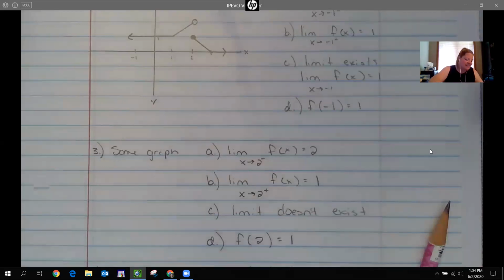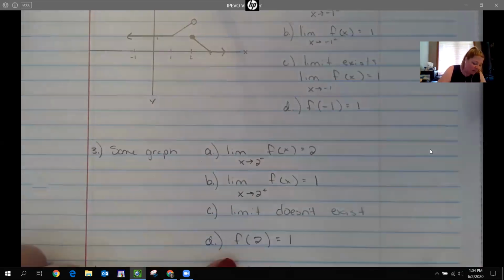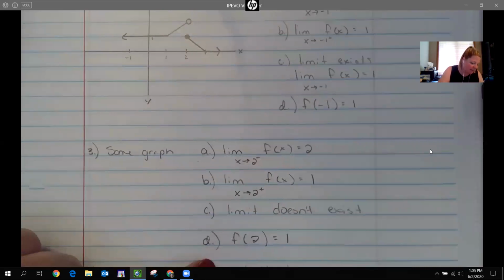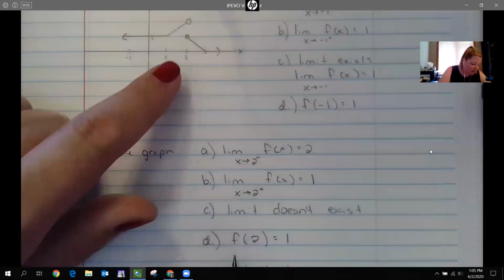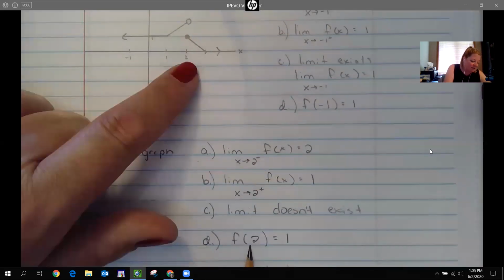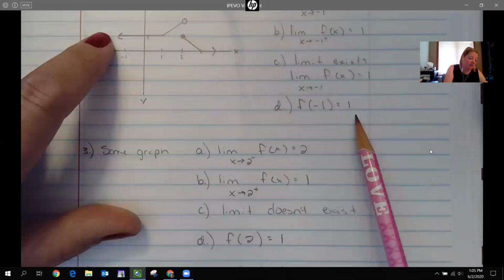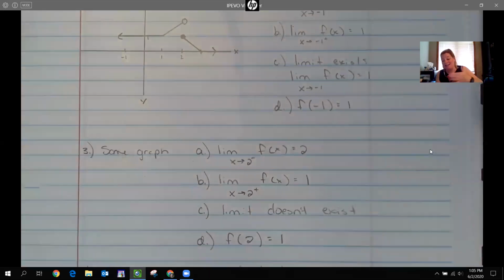Okay, what is the actual value at that spot? This is our notation we should be pretty used to. Oops, I did skip that one up here, but that's okay. So f of 2, what is the actual value? It would be that closed in spot at 1. F of 2 is 1. So the left and right limits and the value are all different.